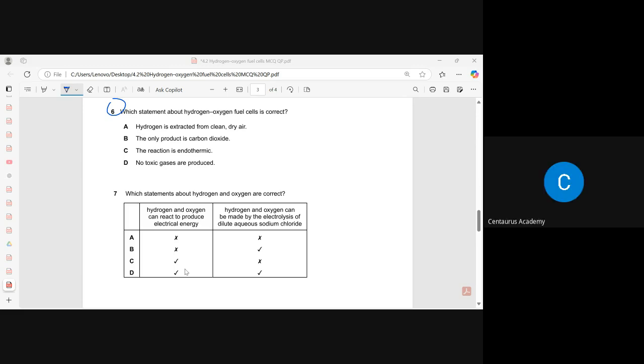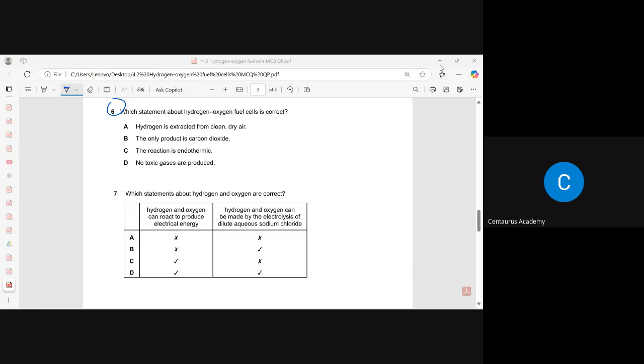Yes, D is the right answer. Good. No toxic gases are produced. The sole product that is produced is water. The reaction is exothermic in nature. The release of energy is exo in nature. And the only product is carbon dioxide. This is absolutely incorrect. The only product is water.